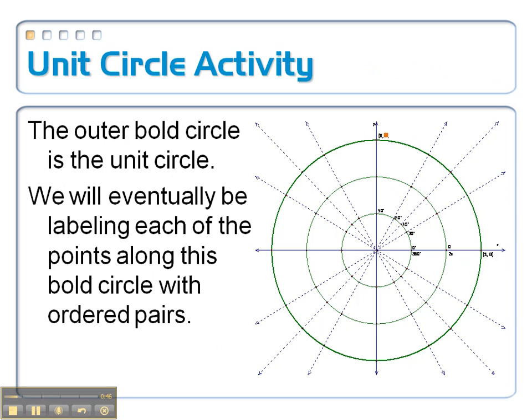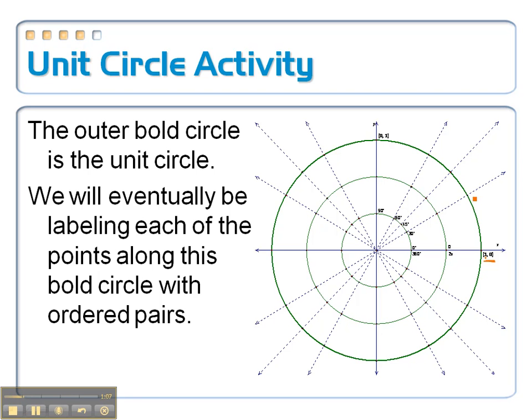Okay, so the outer bold circle, that's actually the unit circle there. I can tell that because this coordinate here is 1, 0. This is just a blown up version so that we can write all kinds of stuff in it. The inner circle, we're going to put degree measurements, and the middle circle here, we're going to put radians, the radians that match up with that.